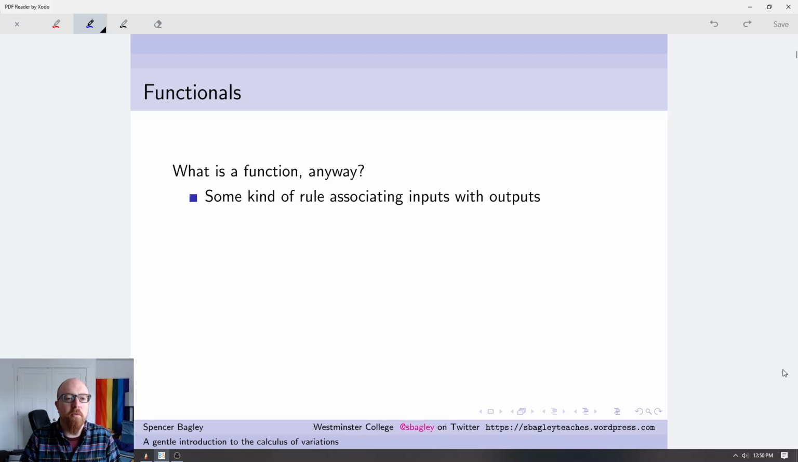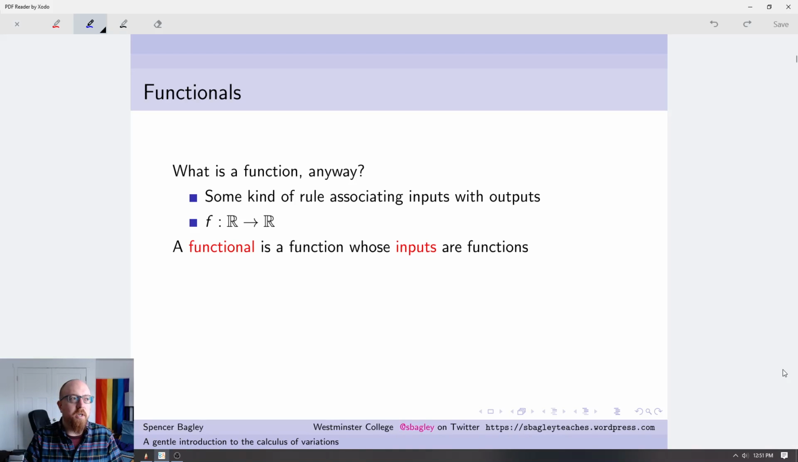Most of the time with the functions that we're used to dealing with, we think of functions as maps from the real numbers to the real numbers. So we have one real number input and we're associating with one real number output. Okay, well, a functional is just a function who eats functions and tells you numbers. So the inputs are functions and the outputs are numbers. So you might write it like this. The letter J, capital J, is traditional for some reason. Don't ask me why.